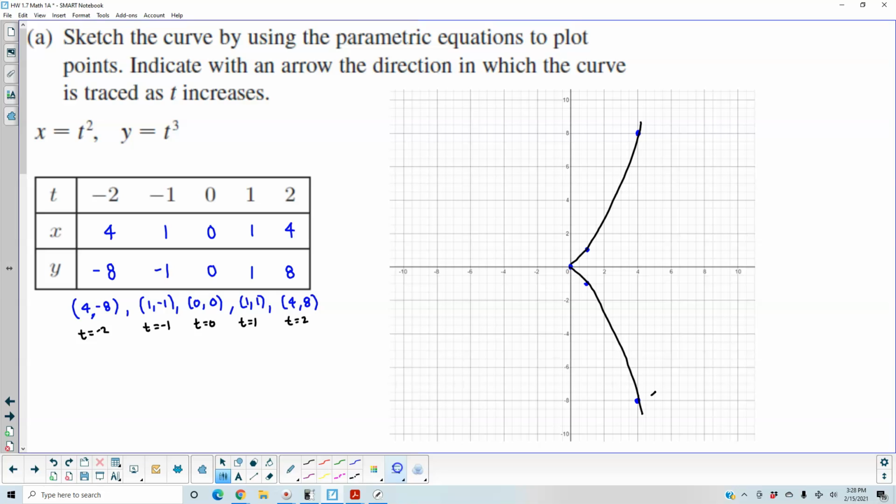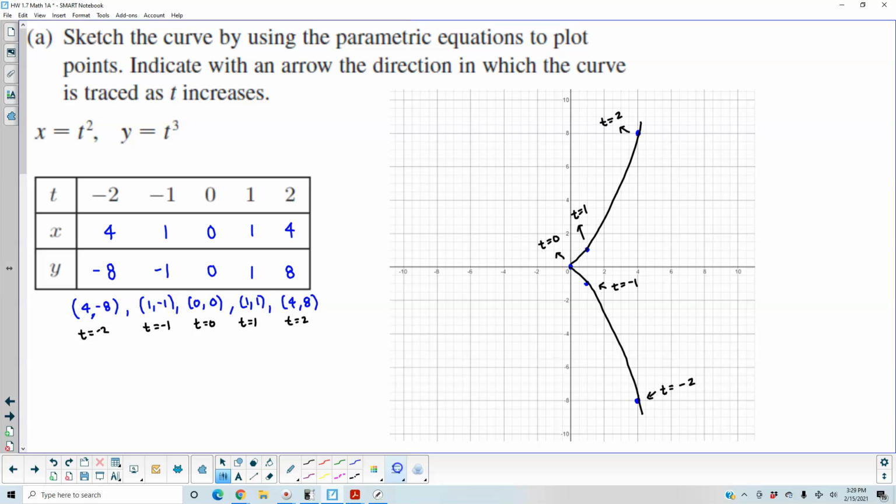And so we know that this represents when t is equal to -2. This is when t is equal to -1. This is when t is equal to 0. T is equal to 1. And t is equal to 2.